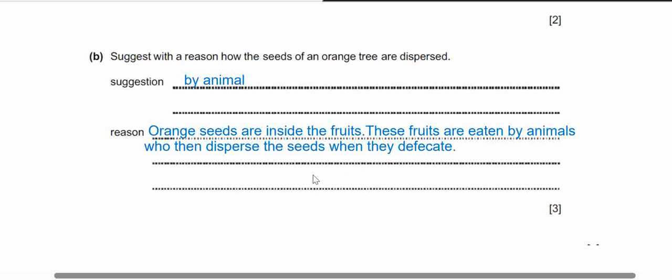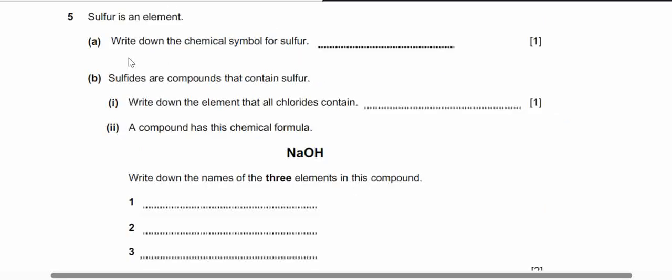Right, let's move on to the next question. Question 5. Sulfur is an element. A. Write down the chemical symbol for sulfur. 10 seconds from now. It's quite easy, right?